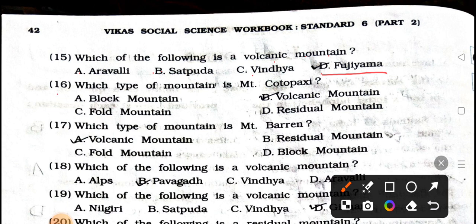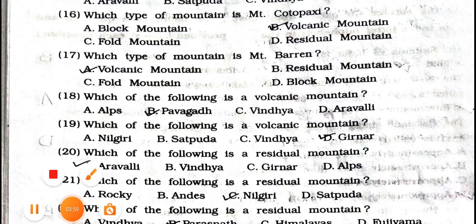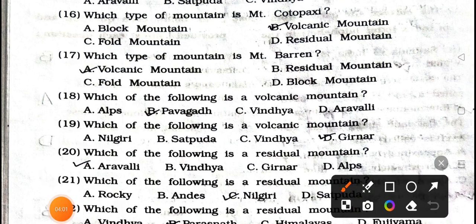Number 16. Which type of mountain is Mount Cotopaxi? A, block mountain. B, volcanic mountain. C, fold mountain. And D, residual mountain. Answer is option B, volcanic mountain. Number 17. Which type of mountain is Mount Barren? Option A, volcanic mountain. B, residual mountain. C, fold mountain. And D, block mountain. Answer is option A, volcanic mountain.